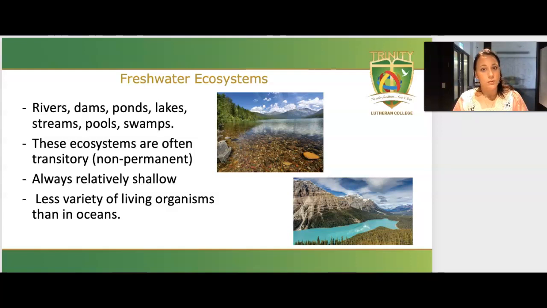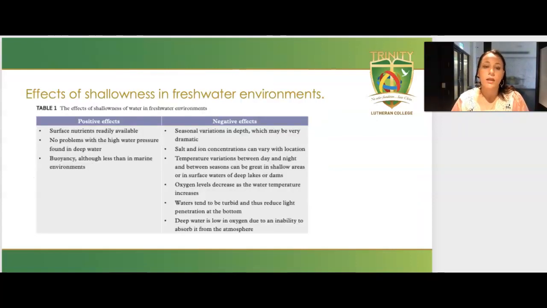Even those that when you're swimming in them, they feel really deep. Compared to an ocean, they're shallow. And they contain a less variety of living organisms when you compare them to the ocean because they're relatively shallow and they're relatively non-permanent. Shallowness can have positive effects, but it has more negative effects.